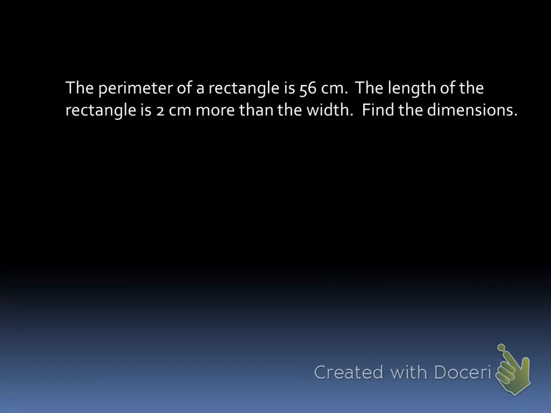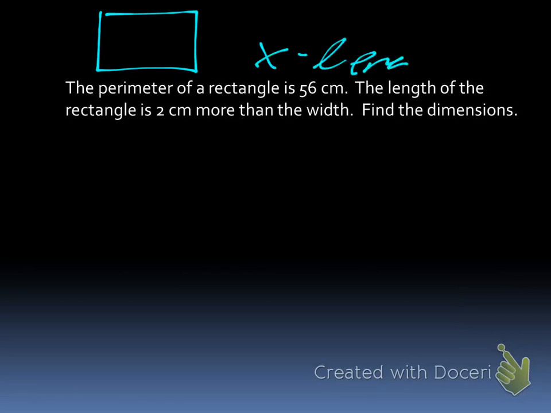The perimeter of a rectangle is 56 centimeters. The length of the rectangle is 2 centimeters more than the width. Find the dimensions. There's a rectangle, right? It's a pretty rectangle. Rectangles have 2 dimensions, one's the length, one's the width. So you set them up the same way. x is my length, and y is my width.